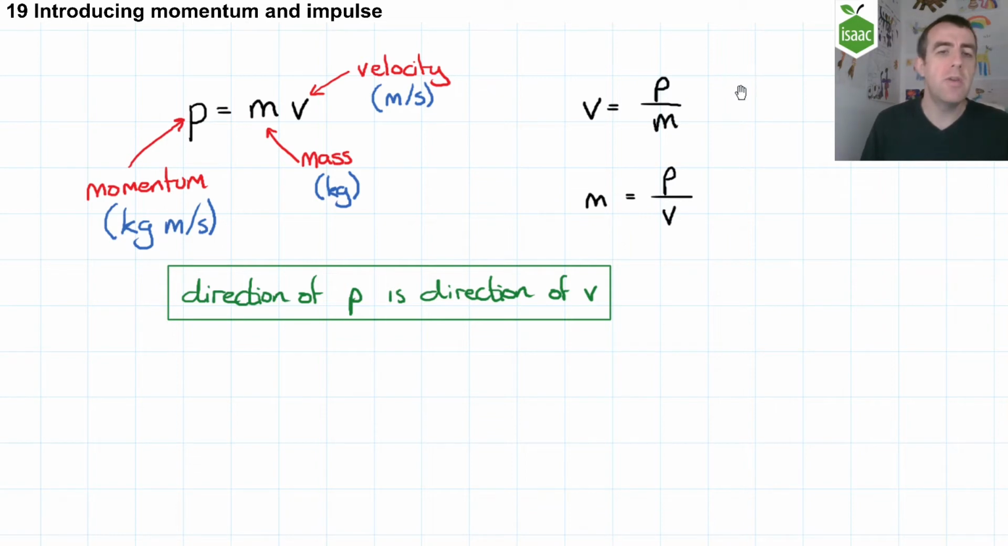The equation can be rearranged to make the velocity the subject by dividing through by the mass, or rearranged to make the mass the subject by dividing through by the velocity. And in each case, momentum is on the top of this fraction. If you are given different directions for velocity, such as east or west, then the momentum has the same direction.